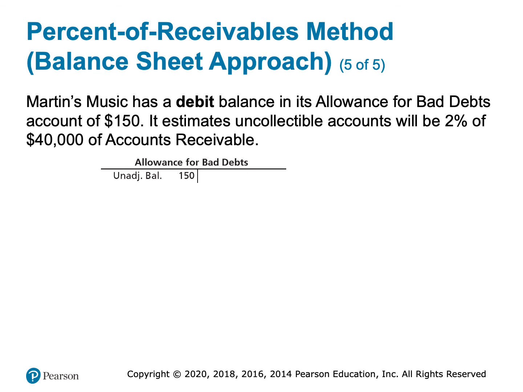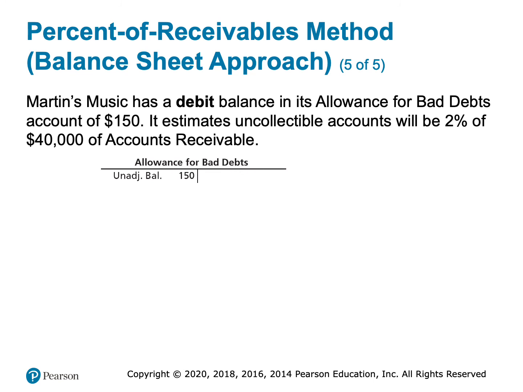Now, let's look at a slightly different example. So here we're told we have Martin Music, and Martin Music has a debit balance in his allowance for bad debt account. So remember, we said a couple of slides ago that that debit balance happens when Martin underestimates his bad debts. So Martin's bad debts this past year were $150 more than he had thought they were going to be. So he wound up with a debit balance in allowance for bad debt.